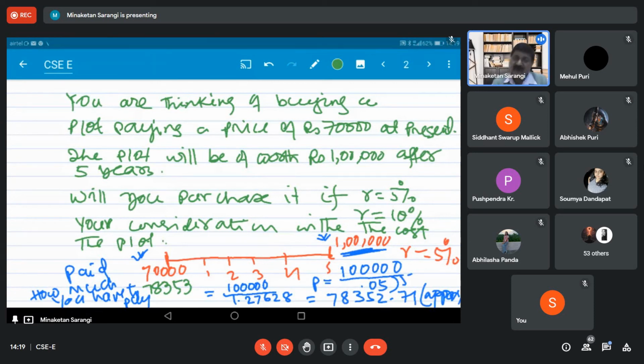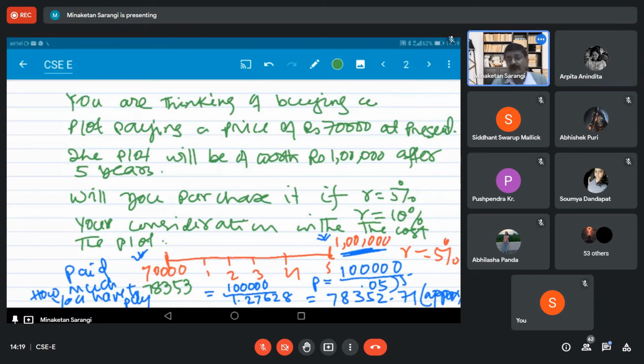You pay right now 70,000. Now if you have to get 1 lakh with the rate of interest 5% per annum, you have to pay 78,000. You have to pay 78,000, but you are paying 70,000. What will you do? So we will buy it at this moment.